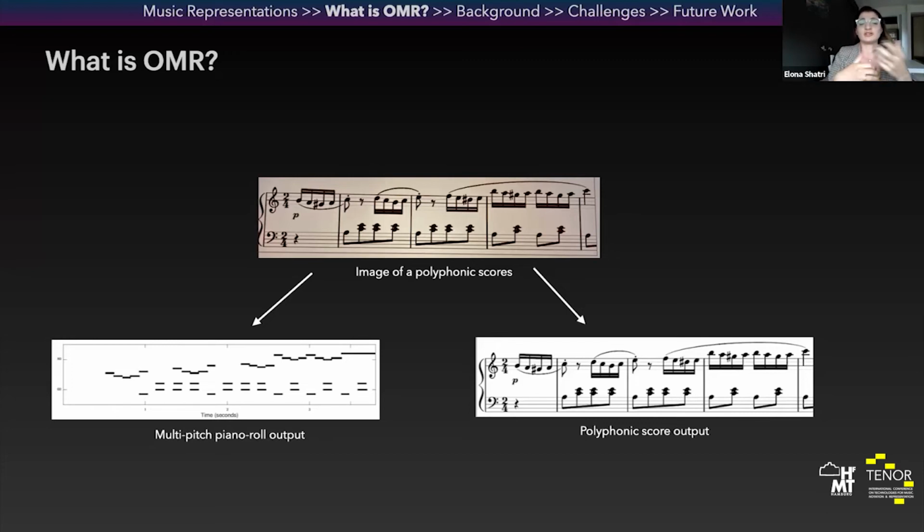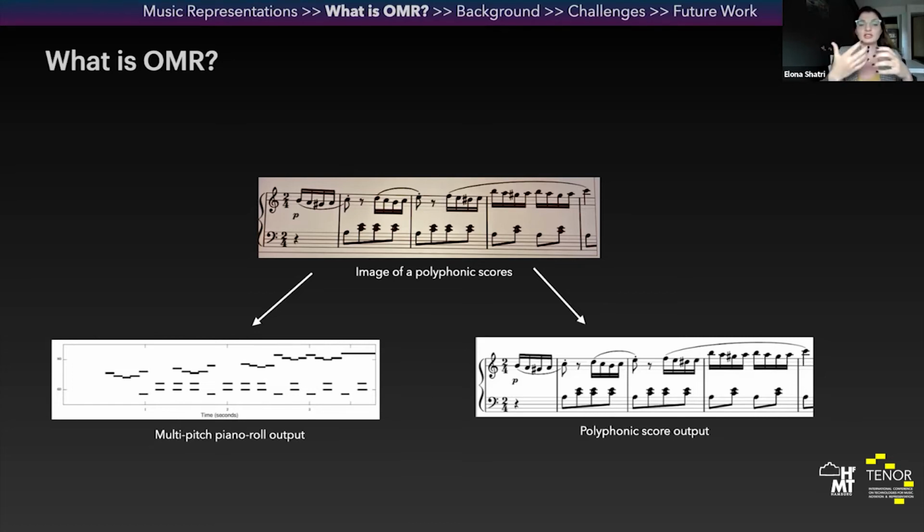Inputs to OMR systems are images of scores. As for output, there's a diversity. For instance, on the left side we see a piano roll, which is an output that can only be played, but the exact symbols cannot be retrieved. So we don't have a graphical sheet music from that. On the right side, we can see a rendered version of the score that encodes all the music elements. All these outputs actually depend on the domain we choose. Is it acoustic, auditory, or graphical?